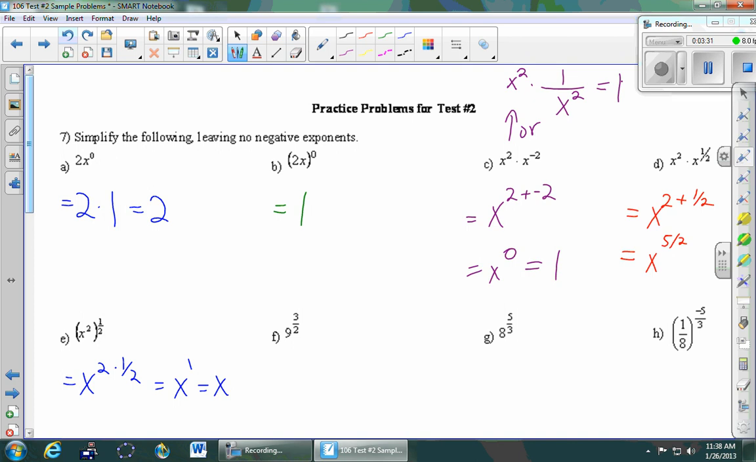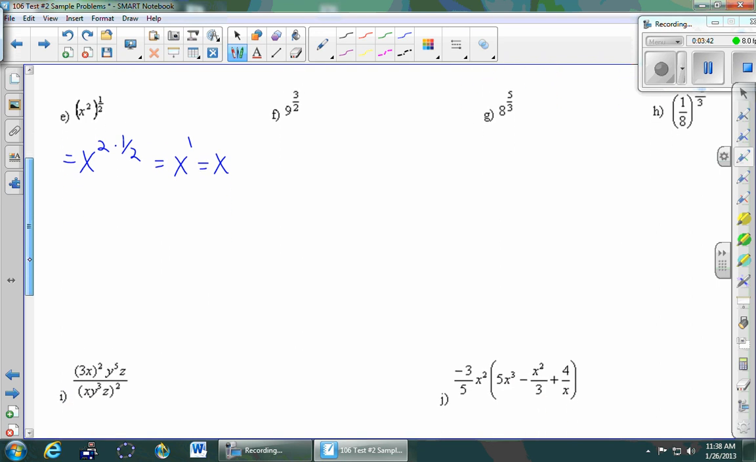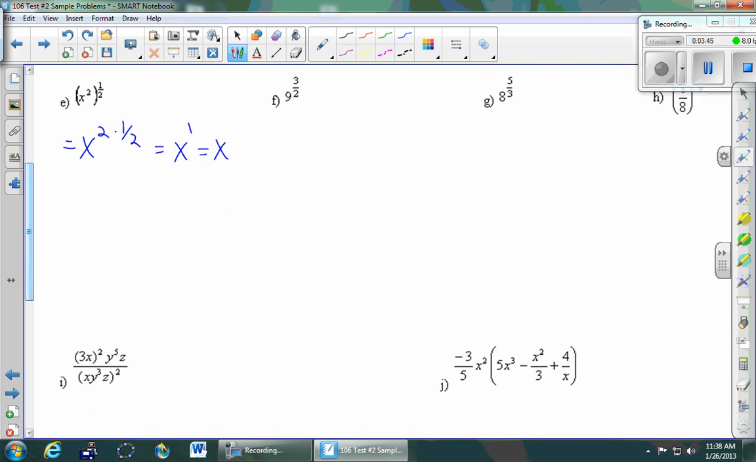Part F, 9 to the 3/2. So this one is just a number. We're looking for just a number when all is said and done, without any exponents in the final answer. So what does that 3/2 mean? Well, hopefully it's starting to remind you of radicals. You see a fractional power, you think radicals. So where does the 3 go? Where does the 2 go?